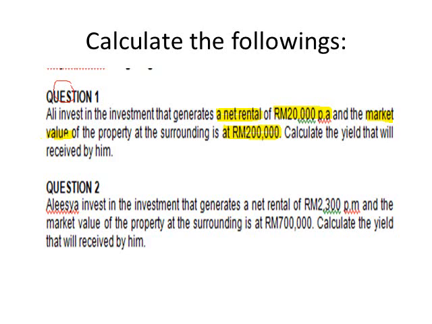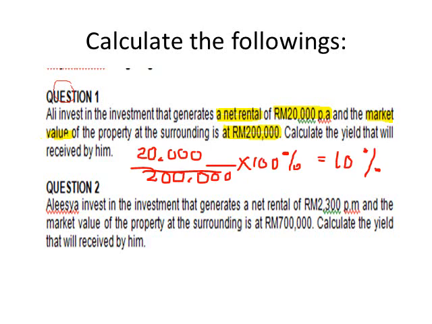So the formula is income over capital value, or market value. The income should be the net rental per annum, so no need to deduct the outgoings. Times 100, so it is 10%. It's actually similar to the previous example. Now let's look at question 2.